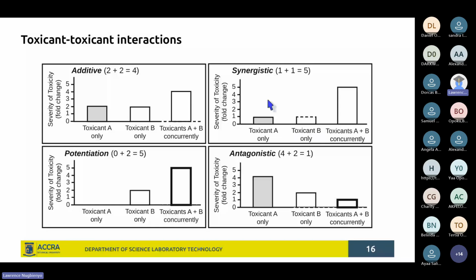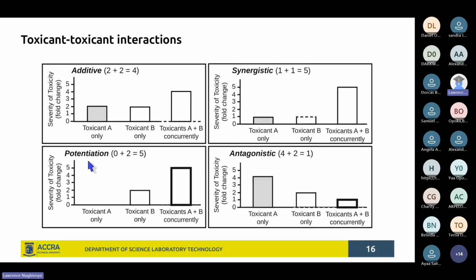So for instance, here you see that toxicant A is having a severity of toxicity of, say, around 1 unit. Toxicant B is also having the same 1 unit. But the two of them together concurrently is giving you a very high severity of toxicity, more than just the addition of the severity of the two. And so you see, that's what is being written there. 1 plus 1 is equal to 5. Because you can see the toxic effects of the 2 toxicants separately are very low, but when the 2 of them are put together, the toxic effect is very, very high, higher than the sum of the toxic effects of the 2. So that is synergy or synergistic effect.